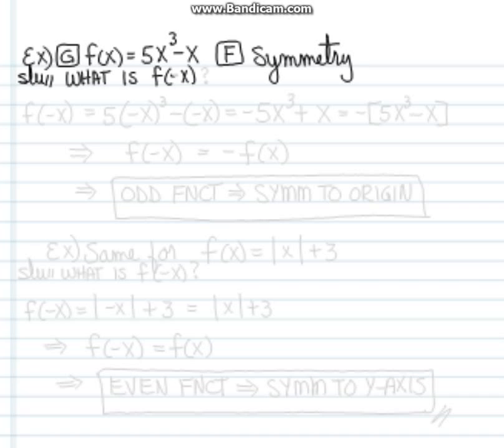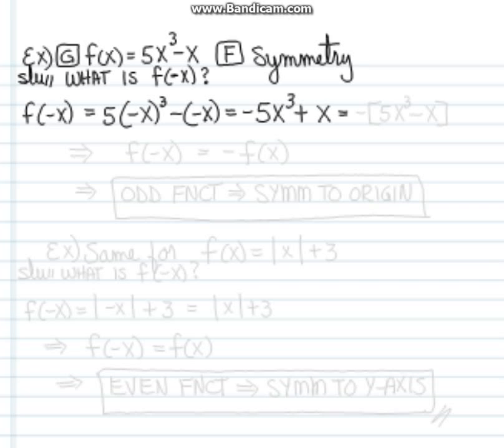What is f of negative x? That'll tell us the symmetry. f of negative x is 5 times (negative x) cubed minus (negative x), which simplifies to negative 5x cubed. Now, why is that true? Because if you raise a negative base to an odd power, you get a negative result. So I put the negative sign out in the front. The double negative now cancels and makes a positive x.